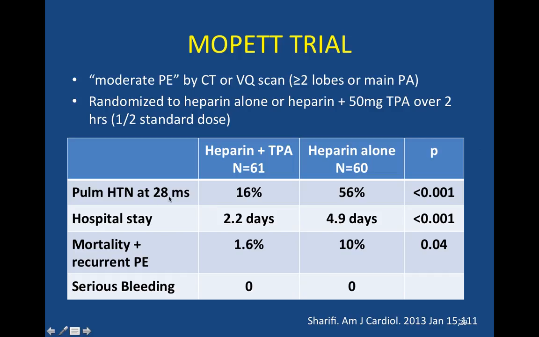What the importance from the study is that what they showed, although it's a very small study, 60 versus 60, the pulmonary hypertension at 28 months was significantly lower in patients treated aggressively with TPA. And that's another thing that I talked about earlier, why we want to be aggressive with these patients is we want to avoid this pulmonary hypertension down the road. Now, you can criticize the fact that the pulmonary hypertension incidence in this study was high, 56%, but the definition of pulmonary hypertension was very liberal. Any RV systolic pressure of more than 40.